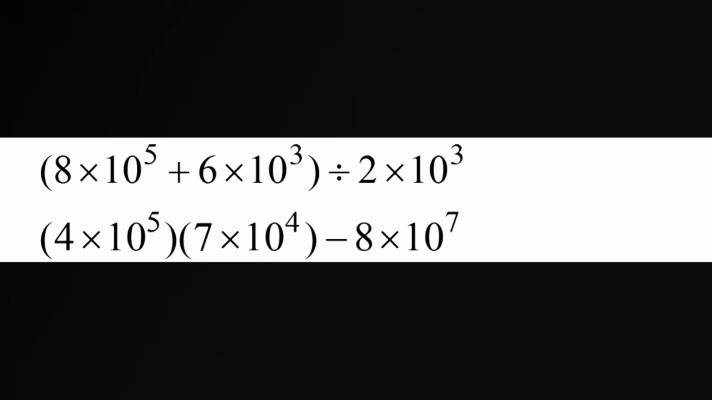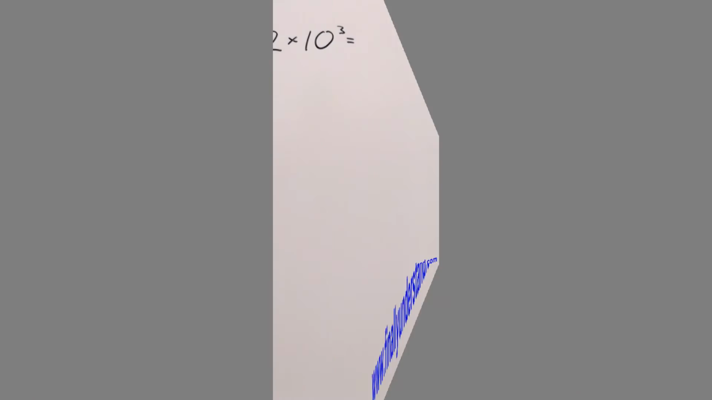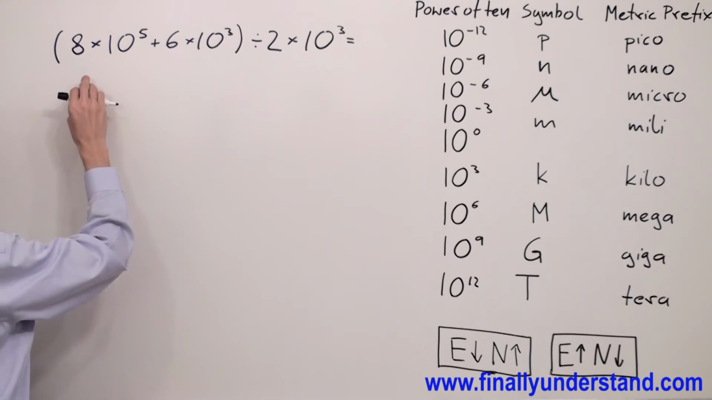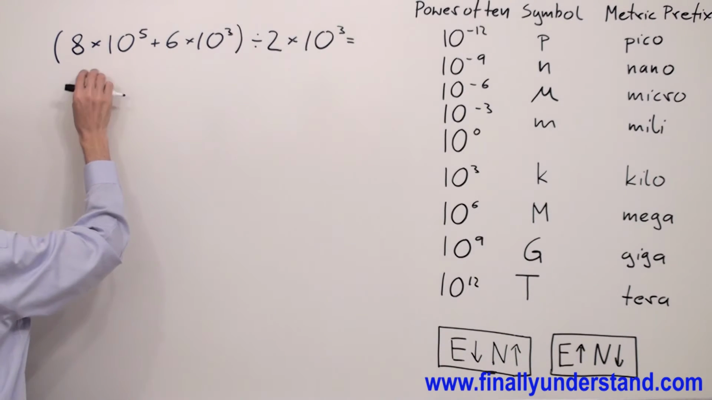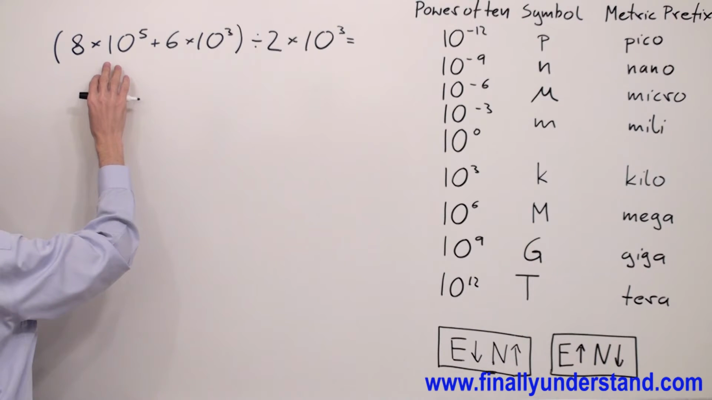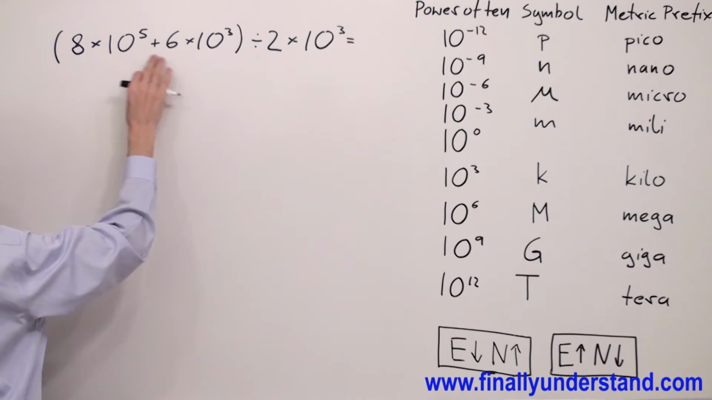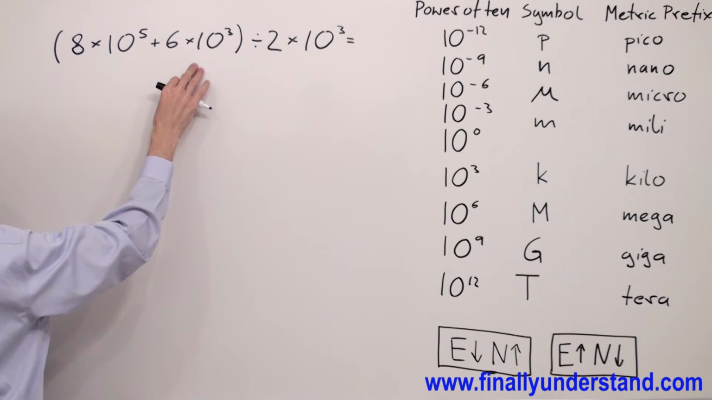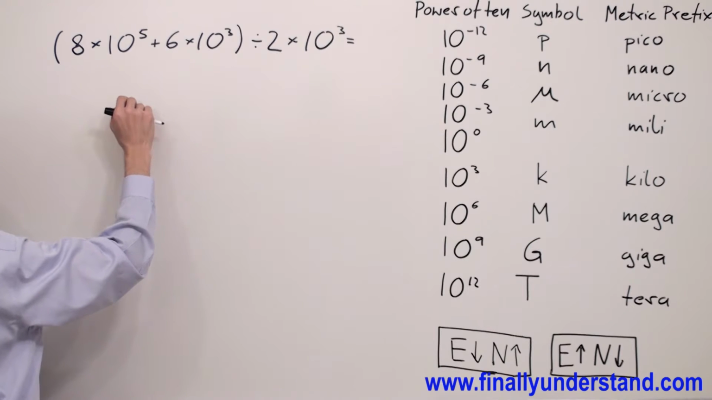Let's take a look at the first example. We have to perform the operation inside of the parentheses first. We have to add these two numbers, okay? But remember, anytime you want to add numbers with powers of 10 together, you have to make sure that the powers of 10 are going to be identical. And keep in mind that we're supposed to express the answer in engineering notation.